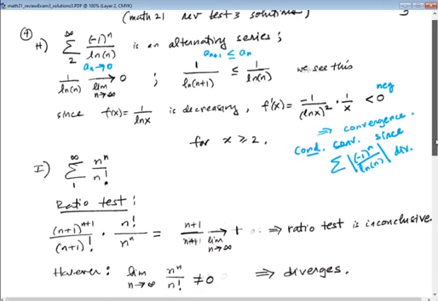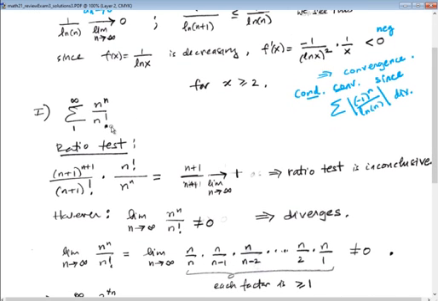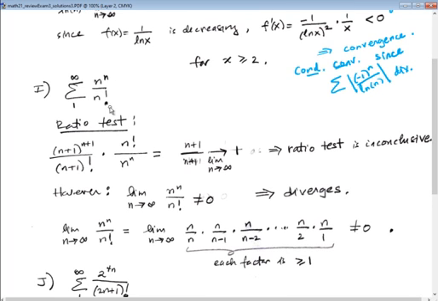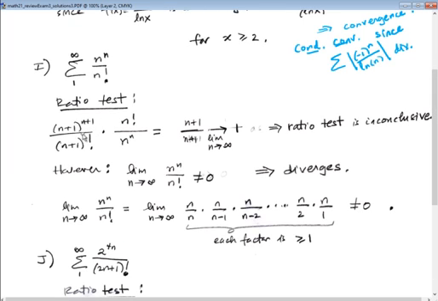All right, let's look at I. So we have n to the n over n factorial. Now n to the n is bigger than n factorial, so this is definitely going to diverge. But if you do the ratio test, let's see what happens. So the ratio test, you have the n plus first term divided by the nth term, or take the reciprocal instead, which is equivalent to dividing.